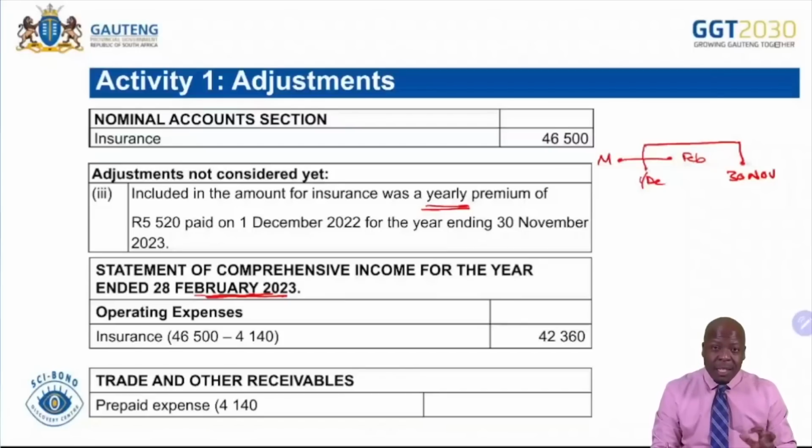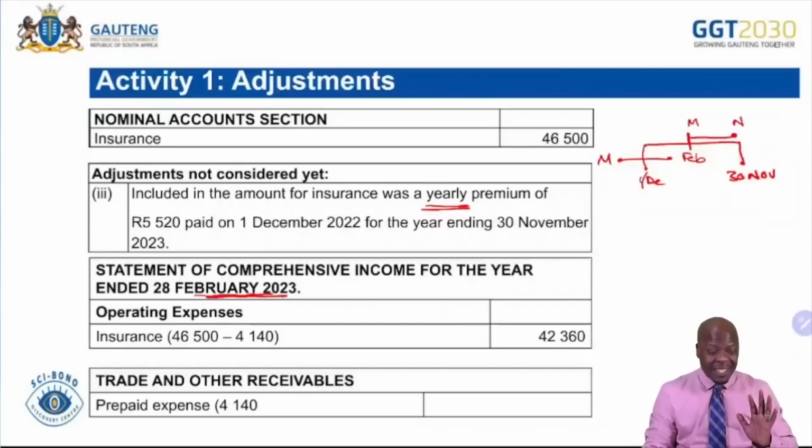Now, with this premium, you have to understand, therefore, that there is a period which we have paid in advance. A period which we have paid in advance. How many months is that? We are therefore going to count from March until November. Let's begin to count. I want to encourage you to use your fingers. So we're going to use our fingers. We're going to count from March, April, May, June, July, August, September, October, November. And they tell us 30 November.